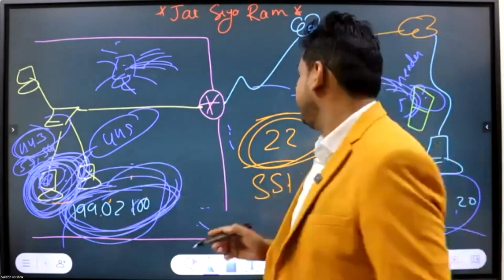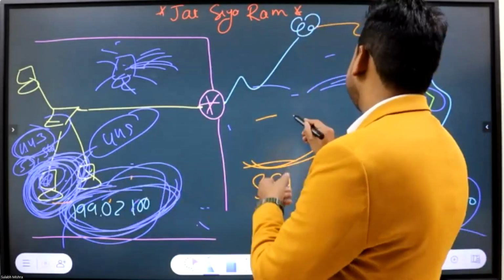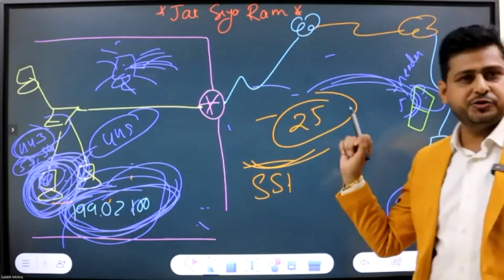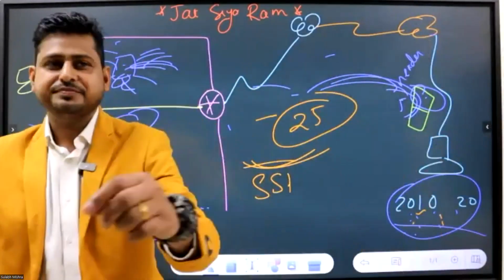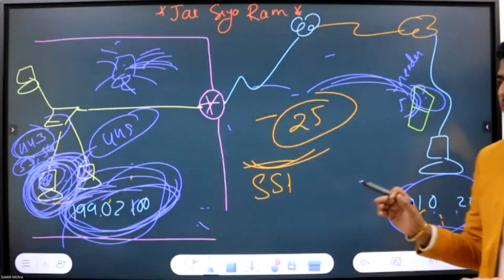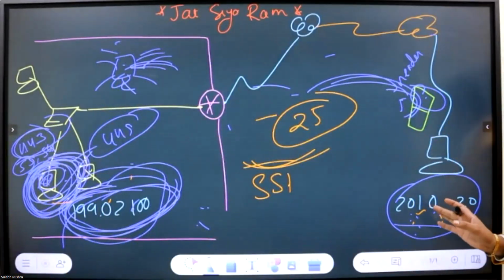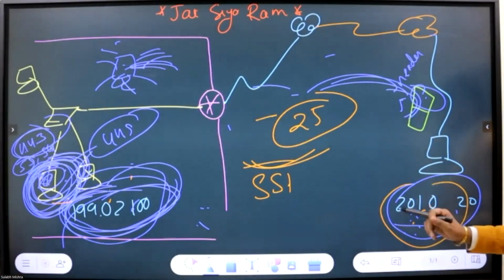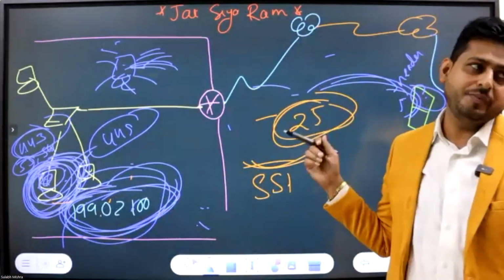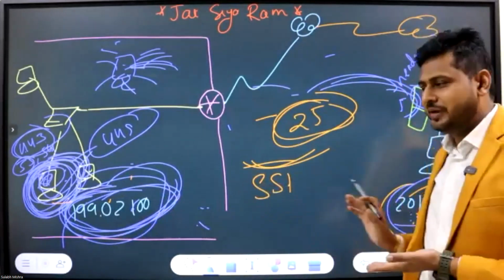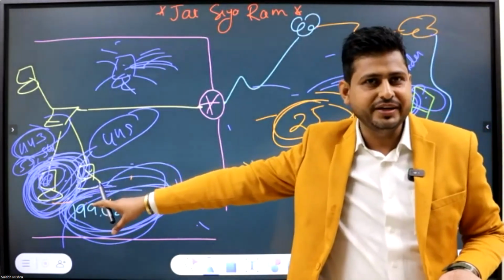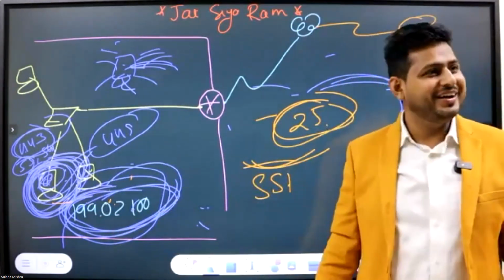If I see the destination port number is 25, that means mail. Mail communication was sent. This particular sender has sent an email to this receiver. Based on the port number, I can identify.